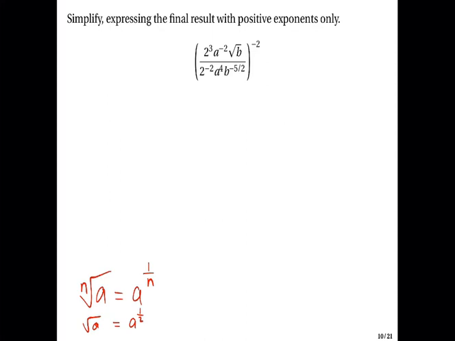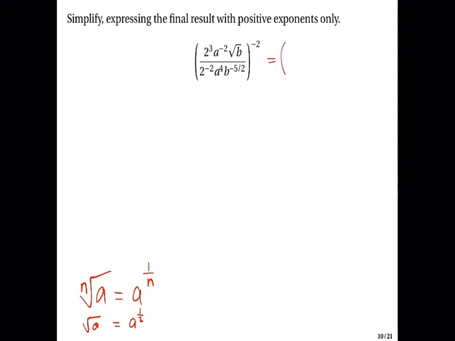So we will apply laws of exponents. Particularly, we will multiply this exponent negative 2 outside the parentheses to each of the exponents inside the parentheses, because they are all multiplied to each other. So recall that law of exponent.